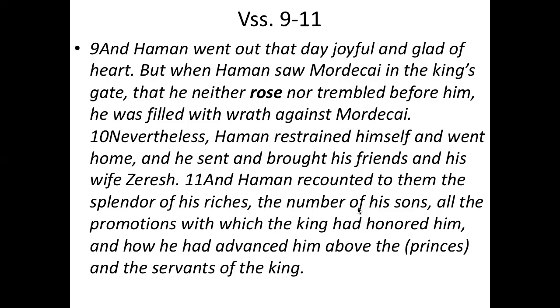So of course Haman's filled with wrath against Mordecai. Nevertheless, Haman restrained himself, so he doesn't do anything about it right then. And he went home and sent and brought his friends and his wife Zeresh. And Haman recounted to them the splendor of his riches. Oh, I've got all this money, and look at me, and all this stuff that I have. The number of his sons, of course, that's considered riches as well. All the promotions which the king had honored him with. He thinks he's just such a hotshot, and how he advanced him above the princes.